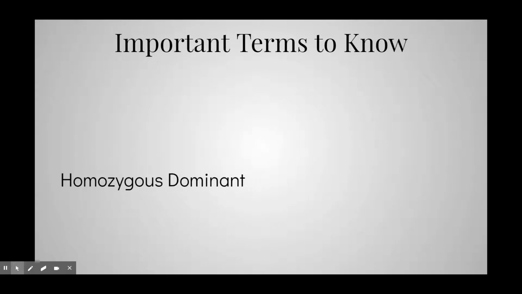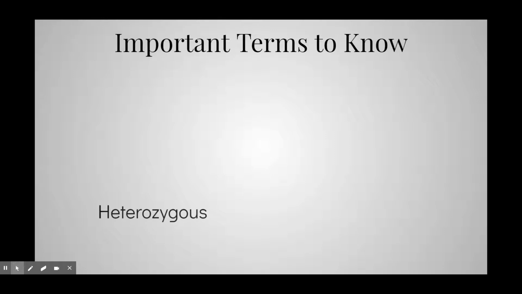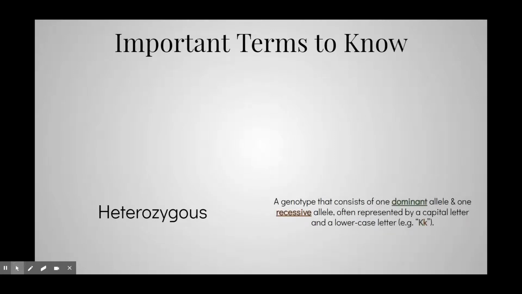We can describe genotypes as being one of three things. They could be homozygous dominant, which is a genotype that consists of two dominant alleles, often represented by two capital letters, for example, capital K, capital K. We could describe genotypes as being heterozygous. This means that a genotype consists of one dominant allele and one recessive allele. So this would often be represented by a capital letter next to a lowercase letter, capital K, lowercase k.